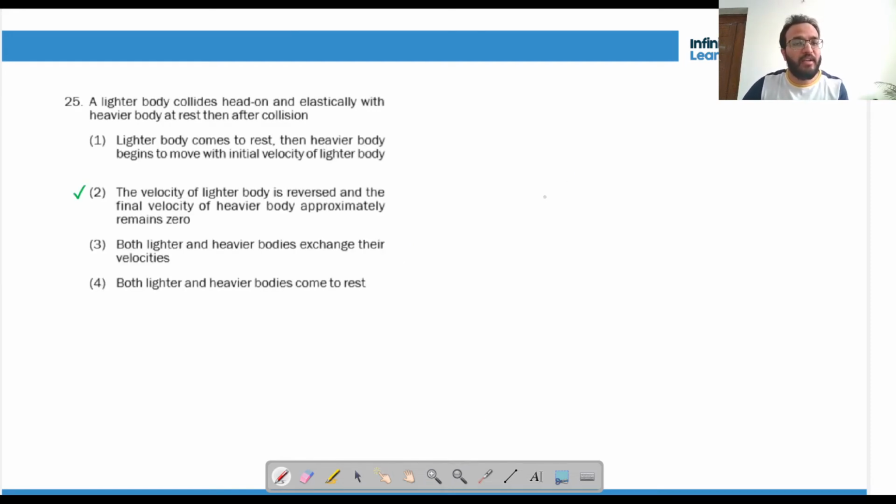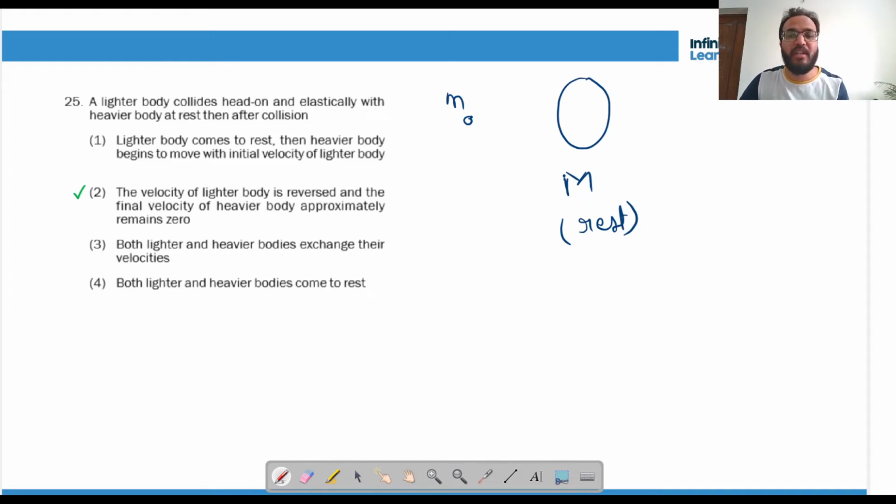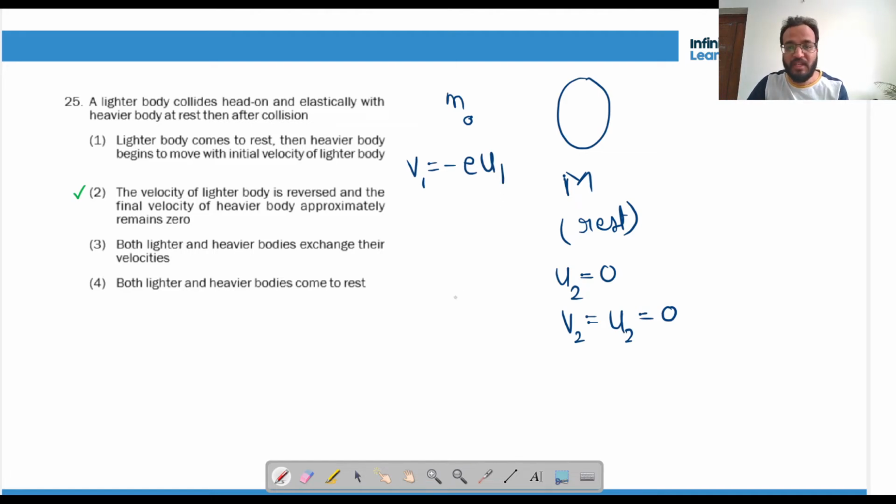A lighter body collides head-on and elastically with a heavier body. A lighter body, that means small m, collides with a heavier body, and the heavier body is at rest. Whenever a very light body collides with a very heavy body, the velocity of the heavy body does not change. That means if u2 is 0, then v2 will also be 0. Now, what is v1? V1 is minus e times u1 in such a case. So v1 is minus u1. Why? Because e is 1, given already. So we can say it moves back, or reverses, with the same speed.